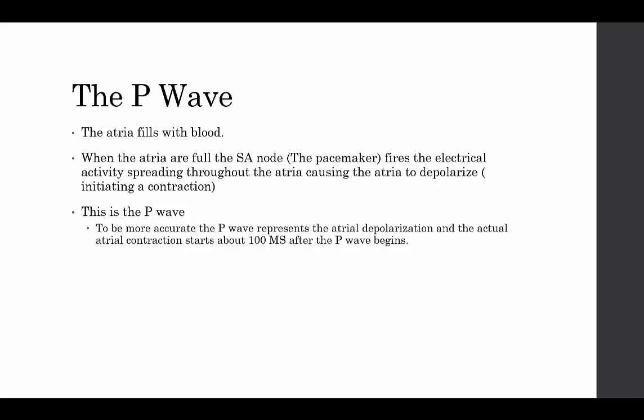To be a little more accurate, what the P wave is actually showing us is the atrial depolarization, and the contraction will start about 100 milliseconds after the P wave begins. So as soon as you see that first change in direction on that P wave, it's just the depolarization, not the actual contraction of the atria.